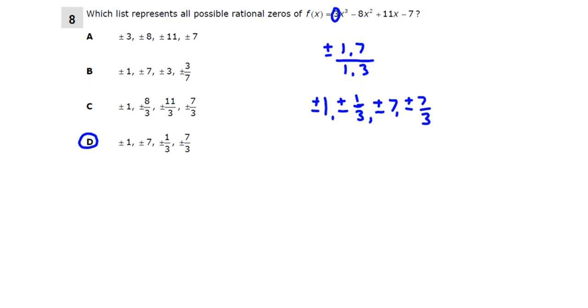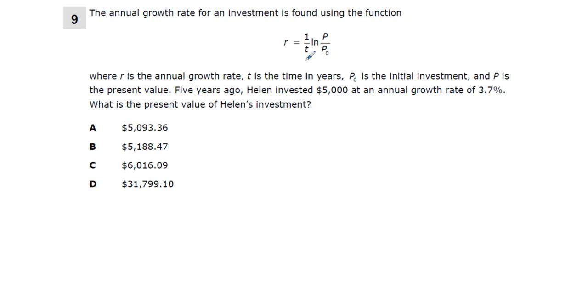Okay, let's go on to number 9. The annual growth rate for an investment is found using the function. Here you have this logarithmic formula. Since we're trying to find the present value, P is the present value. So we're trying to find this P, and we have all these other pieces. And that's one thing on the pre-AP test. You have a lot of these equations that you need to solve. So R is the annual growth rate. So R is equal to 3.7%.